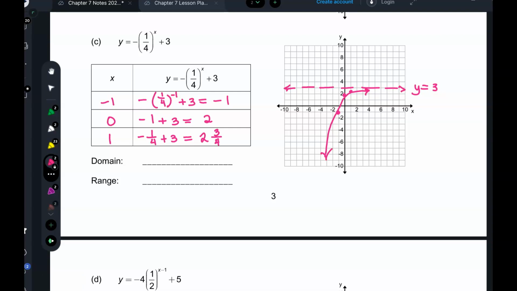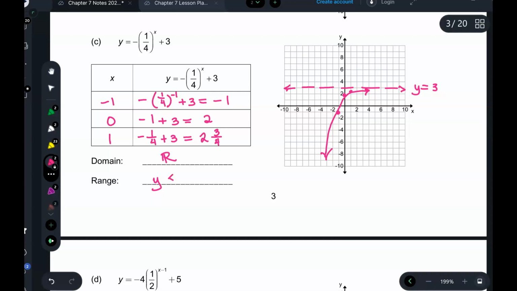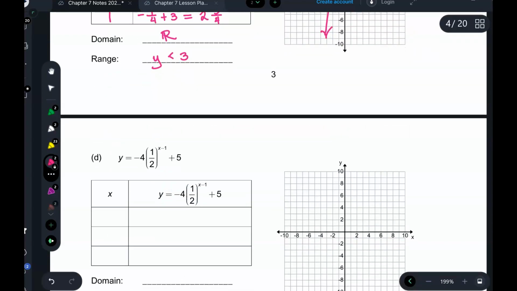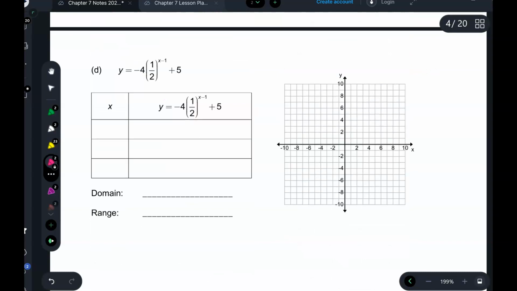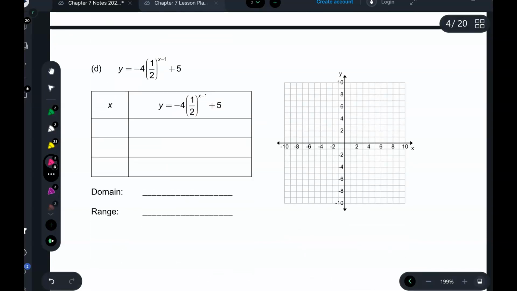Range and domain is easy. Range is always going to be y is greater than or less than. Y is less than 3. Too easy. Oh, we have one more. Are we done? No, we have one more. This one's a little more complex. Last one. Do we have the worksheet for that?